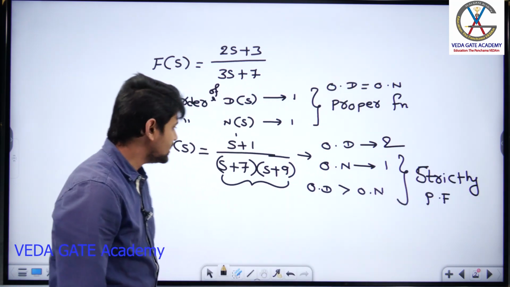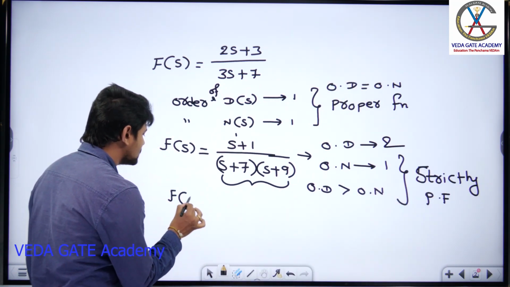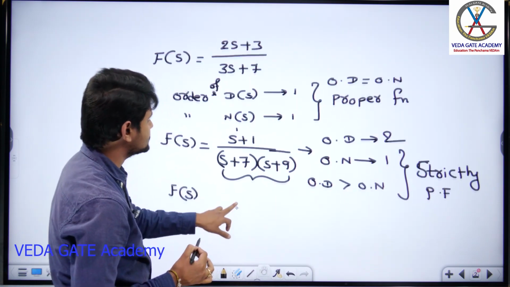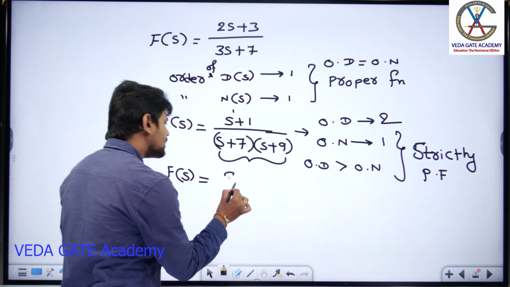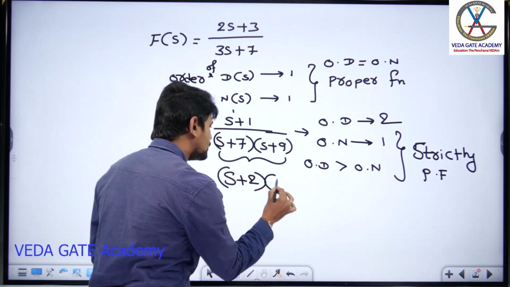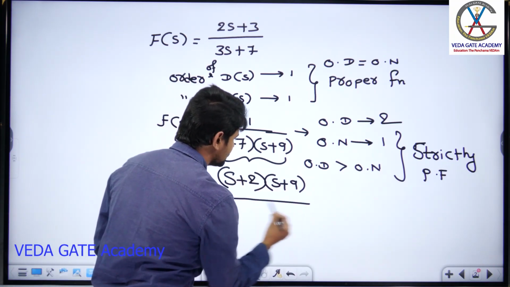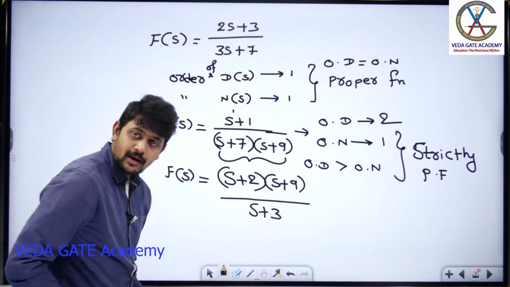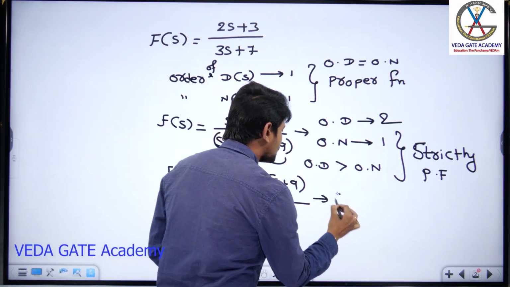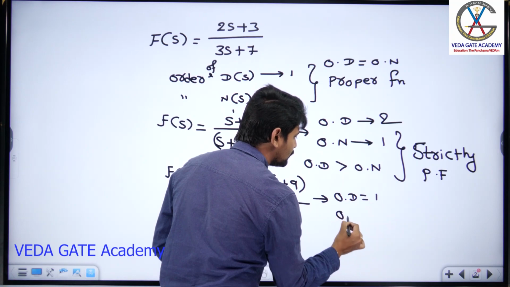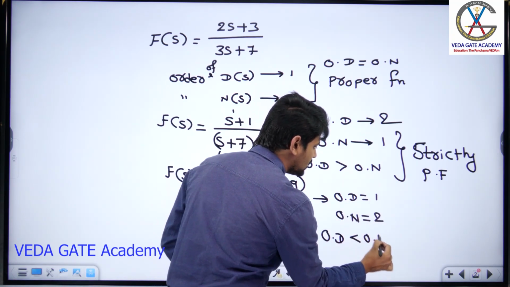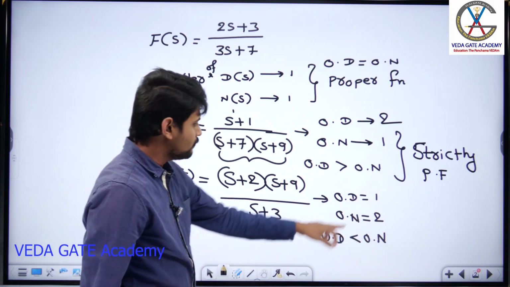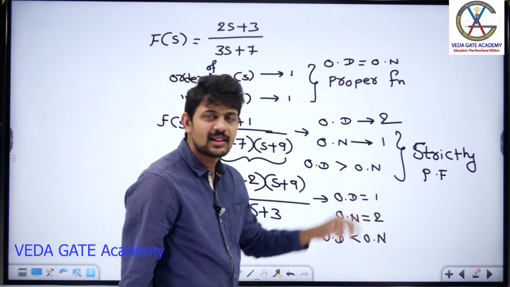Right. The last case is, let me take another example, f of s equal to s plus 2 into s plus 9 divided by s plus 3. Right, here in this case I can say order of denominator is equal to 1, order of numerator is equal to 2, and I can say order of denominator in this case is less than order of numerator. Yes or no? 1 is less than 2, whereas in the previous case 2 is greater than 1.